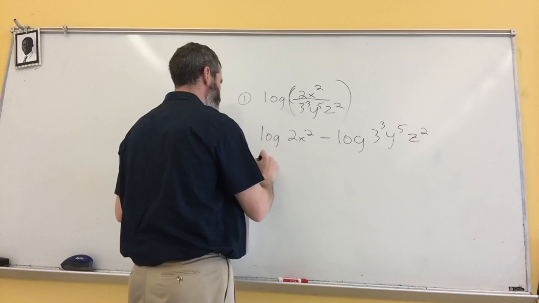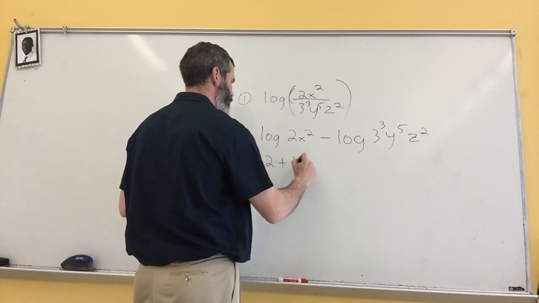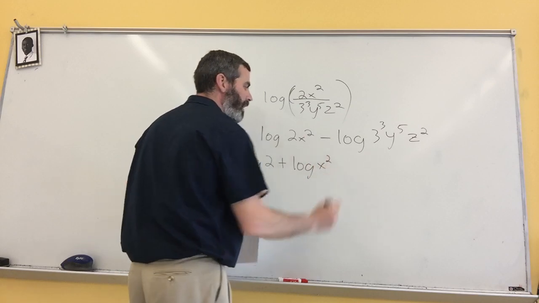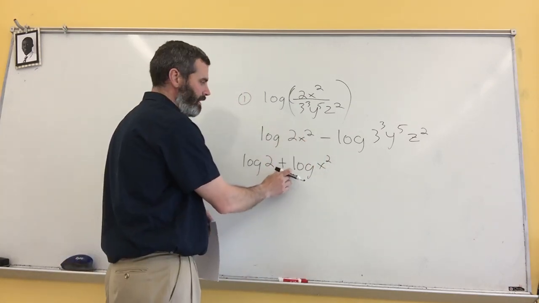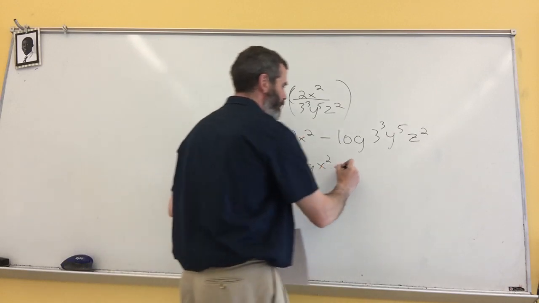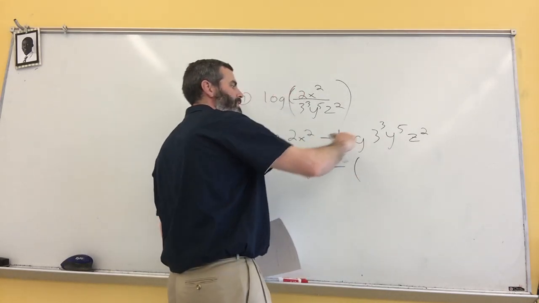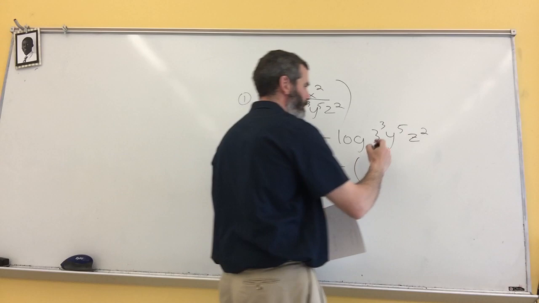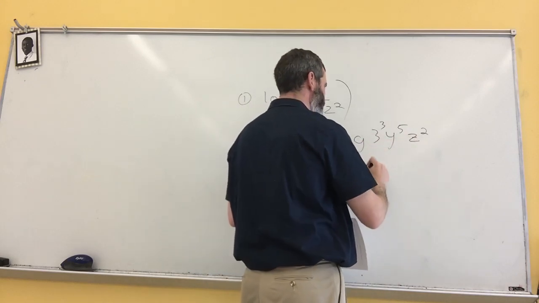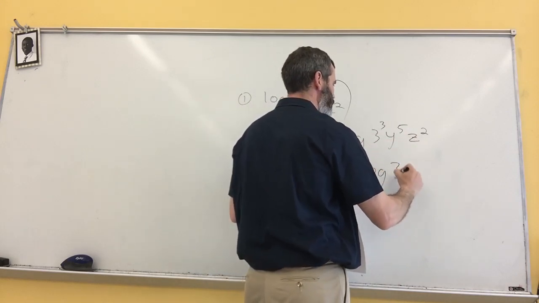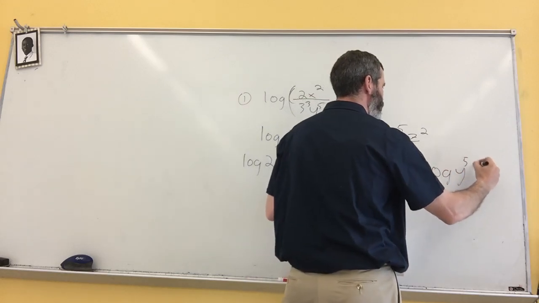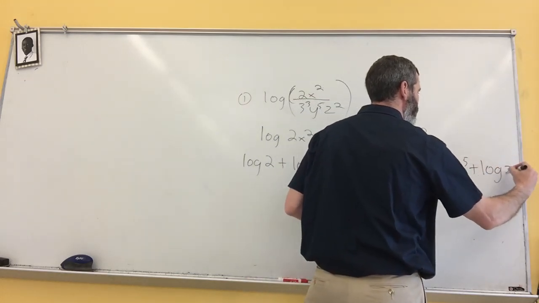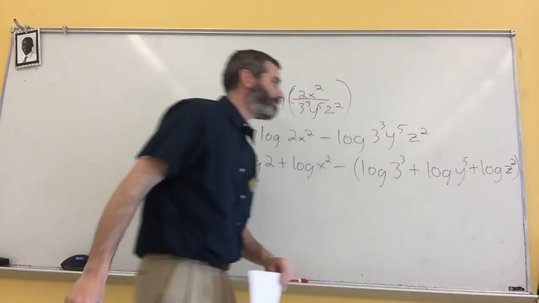So that expands to, by the product property. Now multiplying stuff, it becomes addition down here. Addition becomes multiplication. Then I got to subtract. I need parentheses since I have a subtraction sign. So now I have 1, 2, 3 things I can use the product property with. So 3 cubed plus log of y to the 5th plus log of z squared.